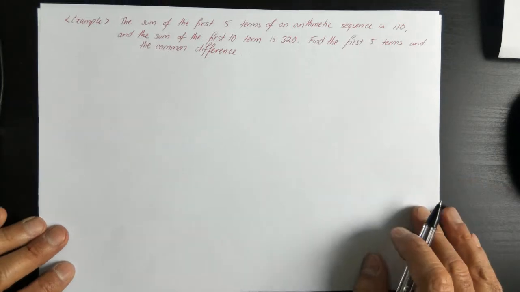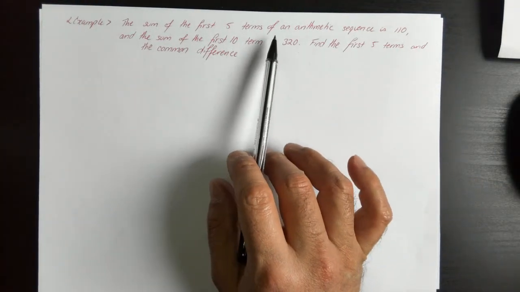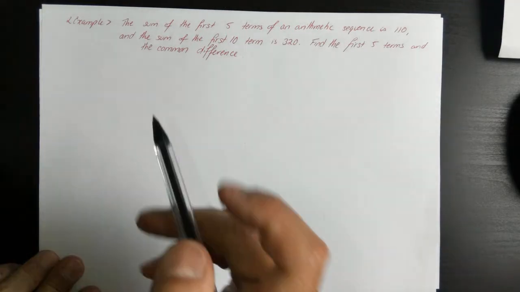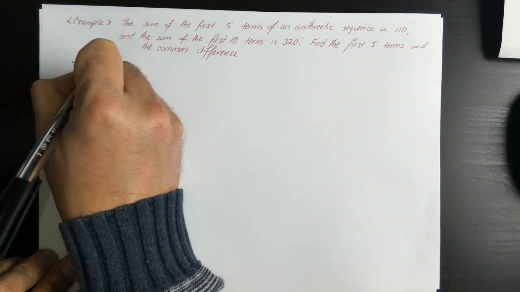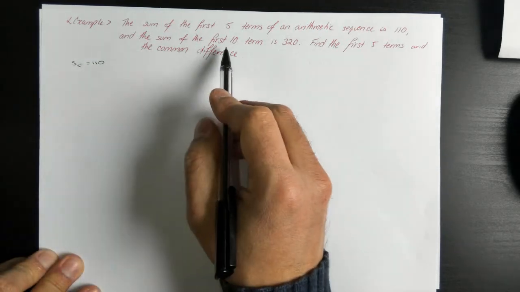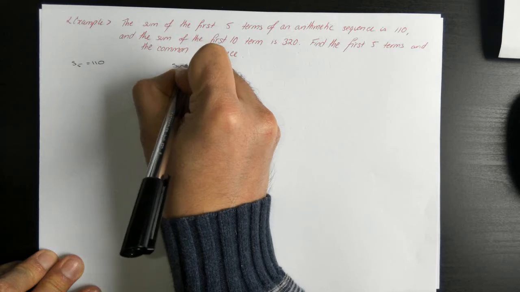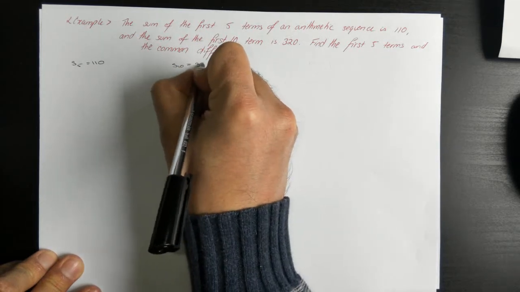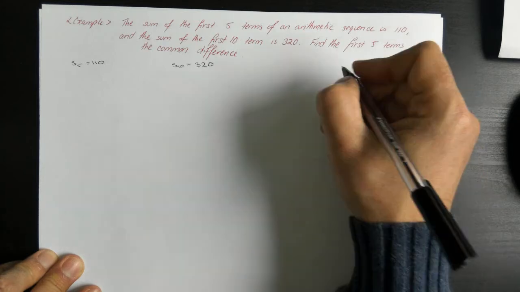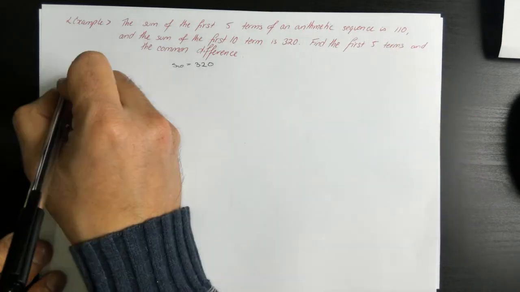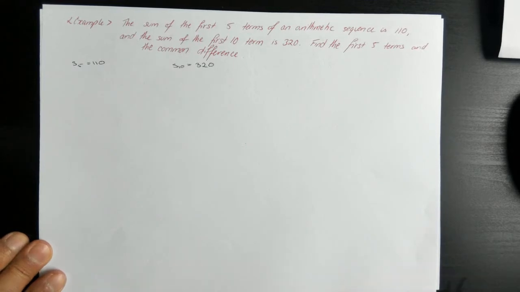Right. Let's look at the second last example. The sum of the first 5 terms of our arithmetic series is 110, so S5 equals 110. And the sum of the first 10 terms, so S10, is 320. We want to find the first 5 terms and the common difference.